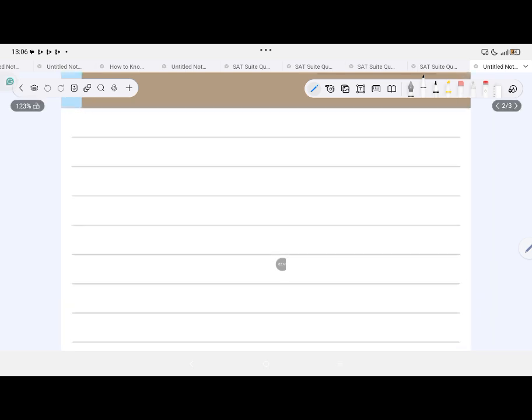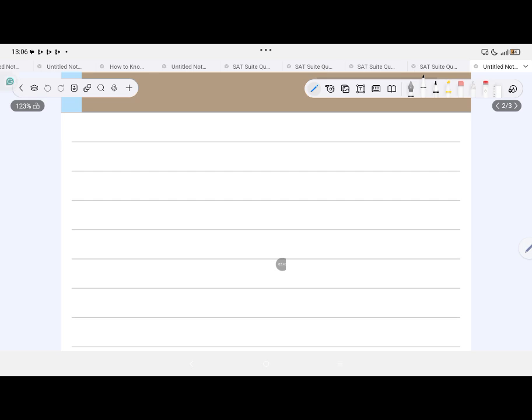I'm trying to write, but looks like my pen's battery is a bit low.